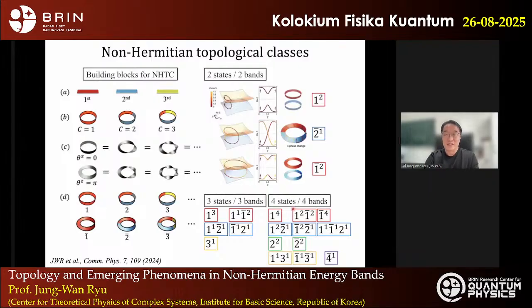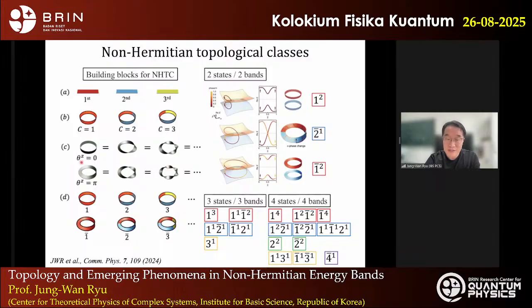Okay, so this is a building block for the non-Hermitian topological invariant, or non-Hermitian topological classes. This is a schematic figure. This is the first band, second band, third band. Different color means different bands. And this is the cycle of permutation. This is a one-cycle band. This is a two-cycle band, which means these two bands are non-separable. And this is a three-cycle band.